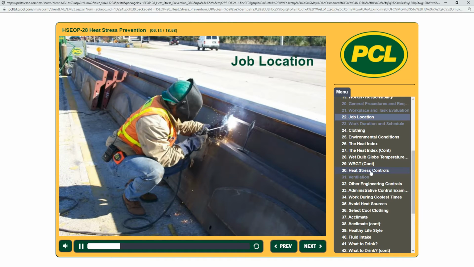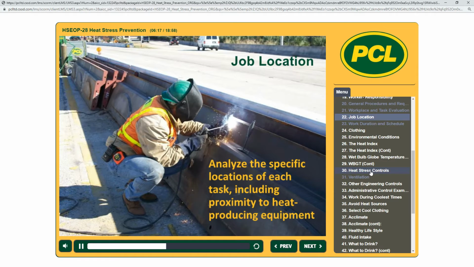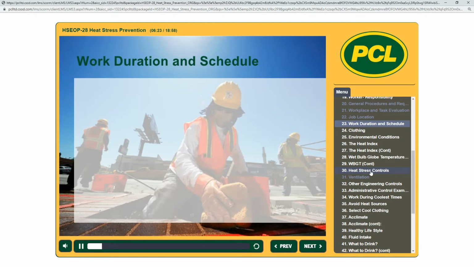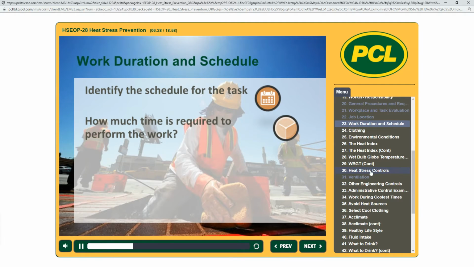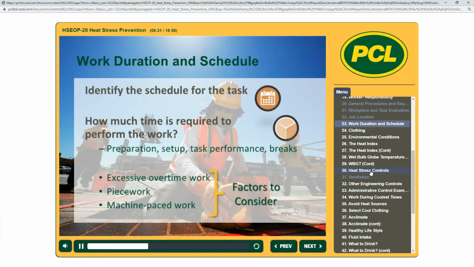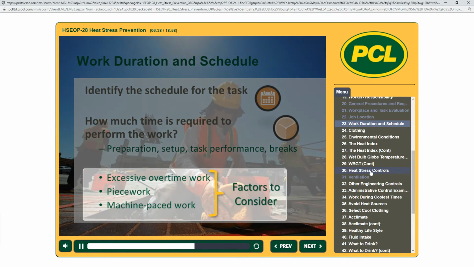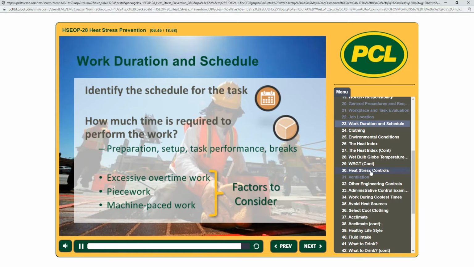The first thing to analyze is the specific locations of each task, including the proximity to heat-producing equipment. Then identify the schedule for the specific tasks, including how much time is required to perform the work. Determine how much time is required for the preparation, setup, actual task performance, and any normal breaks. Excessive overtime work, piecework, and machine-paced work are additional factors to consider. Each can cause fatigue and increase the potential for heat stress.